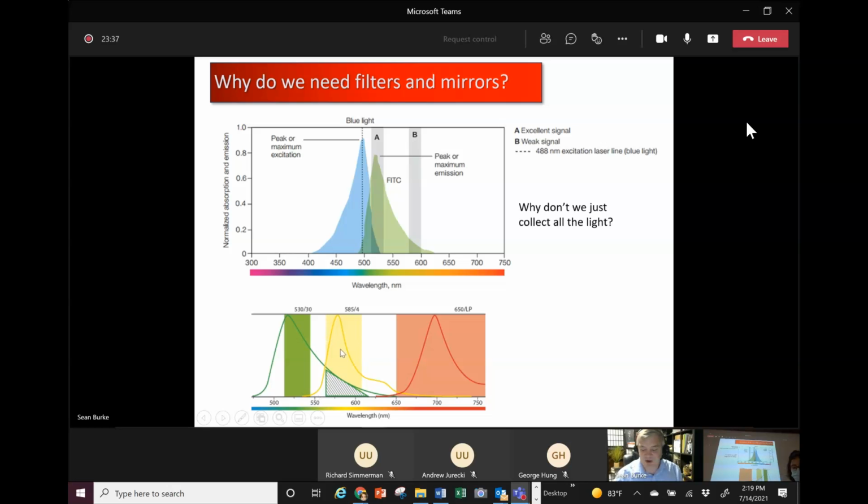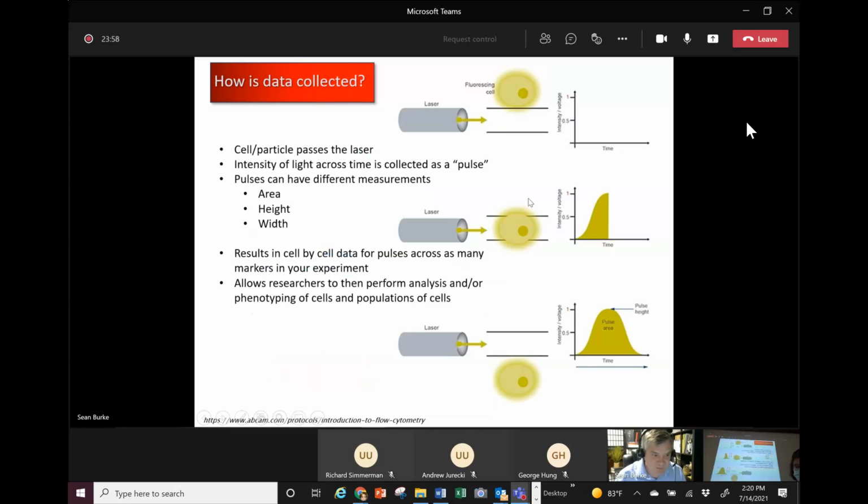So if we collect all the light, we're going to be collecting things that are red and things that are green. So we have to use these special filters to come in and grab just the portion of the light from green that we know is green, and the portion of the light from, say, yellow or red that we know is yellow or red. Right. I'm going to come back and talk about that in just a little bit.